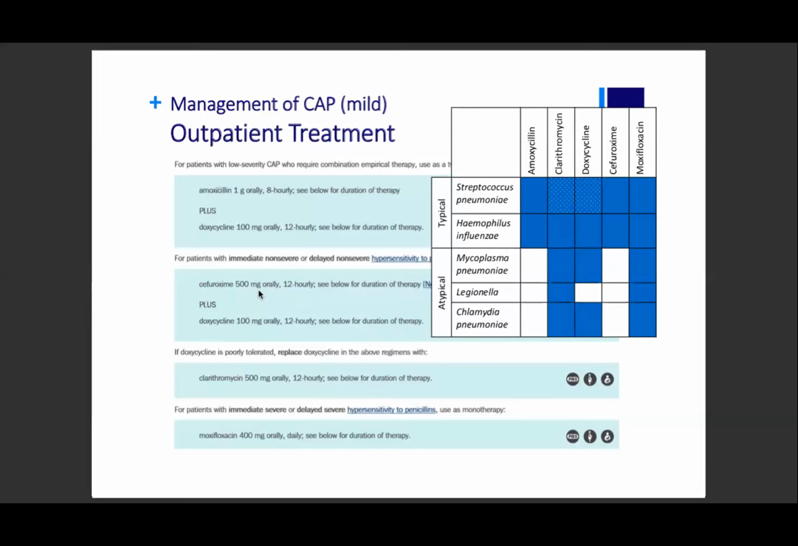So the amoxicillin is here covering the typical causes of organism, and if we look into the doxycycline, it covers atypical organisms. And so the question here is, does the patient have low severity pneumonia, for the management? When we select the amoxicillin, we cover the typical. When we select the doxy, we cover atypical and some of the typical organisms.